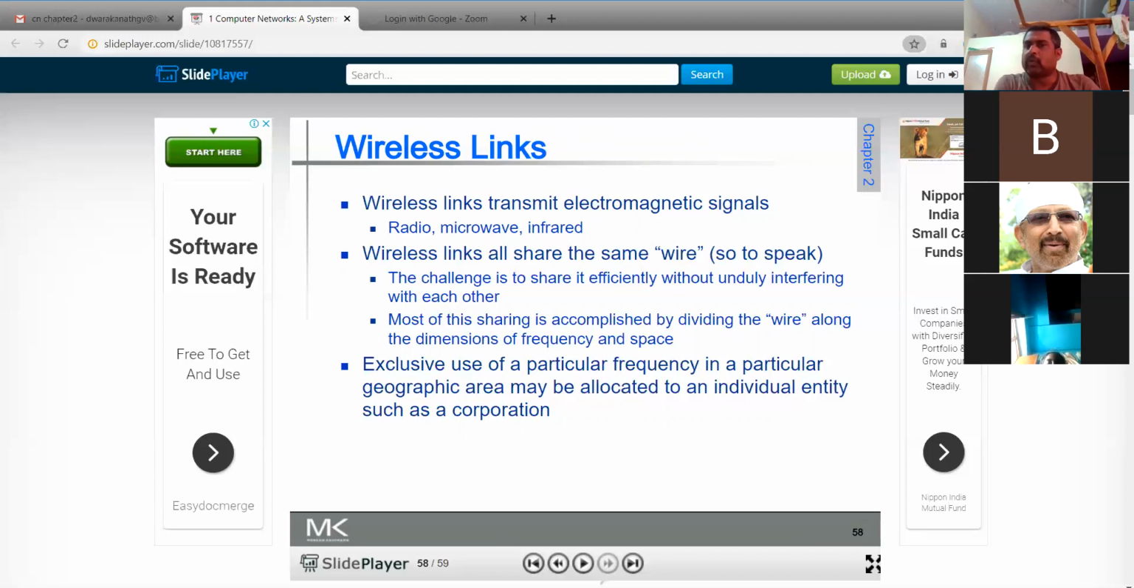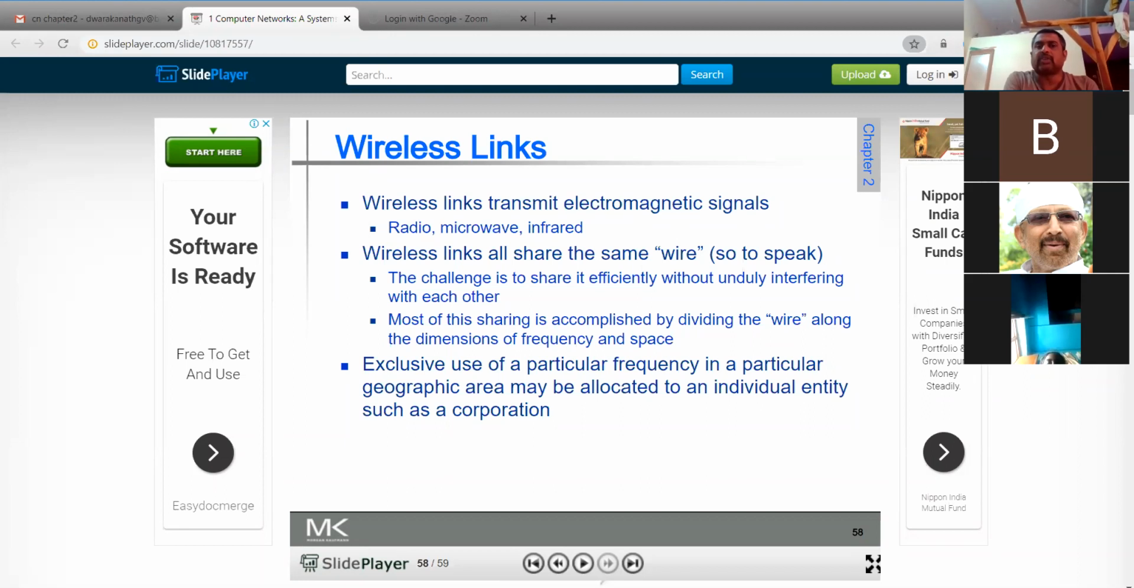Wireless links transmit electromagnetic signals, that is microwaves, radio waves or infrared waves. Usually we go with radio waves and microwaves. Now, wireless links all share the same wire, so to speak. The channel has to be shared efficiently without unduly interfering with each other.